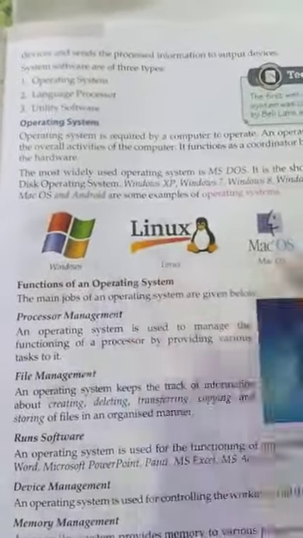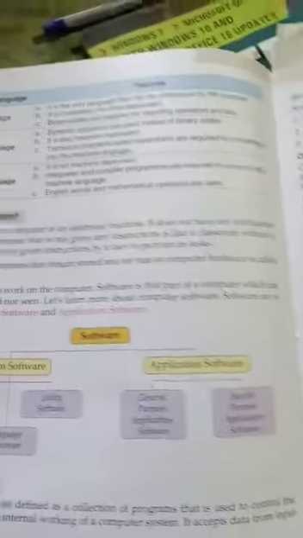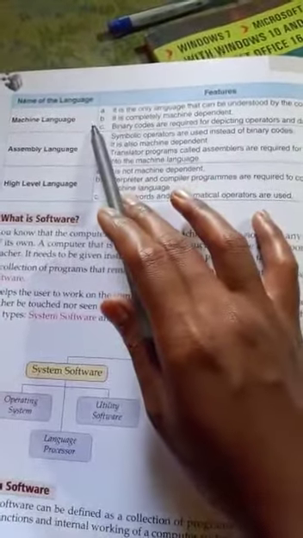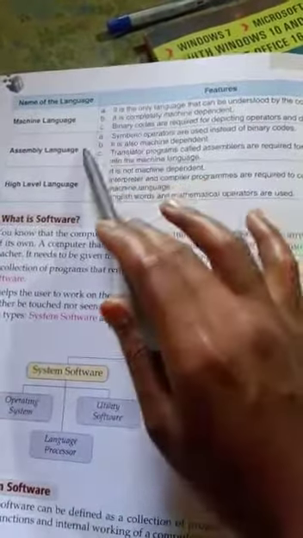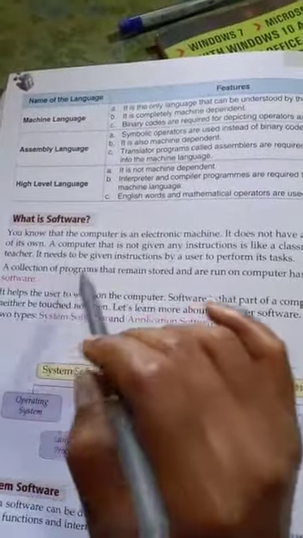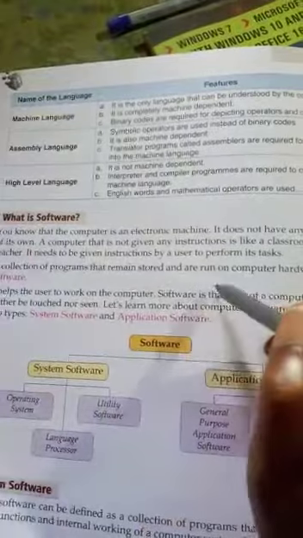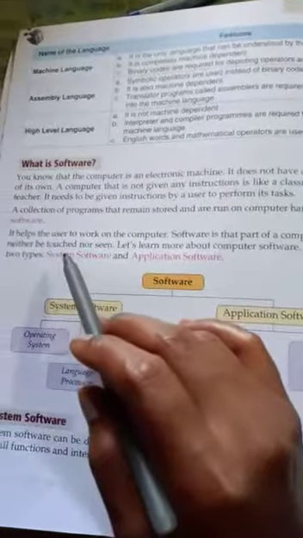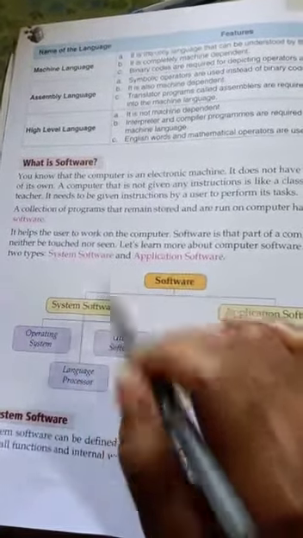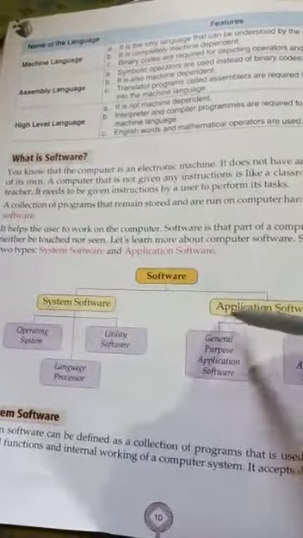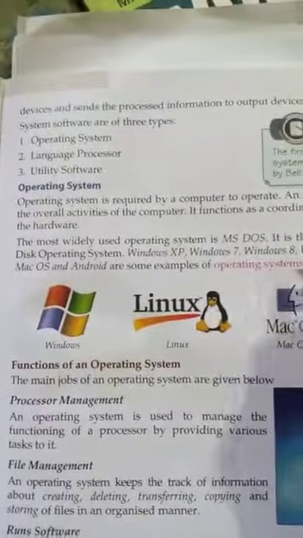Okay. So dear students, today your homework is to read computer languages, meaning machine language, assembly language, high level language, and what is software. Software is a collection of programs that remain stored and are run on computer hardware. Then why it is used, and software is divided into how many types. Okay, you read up to operating system.